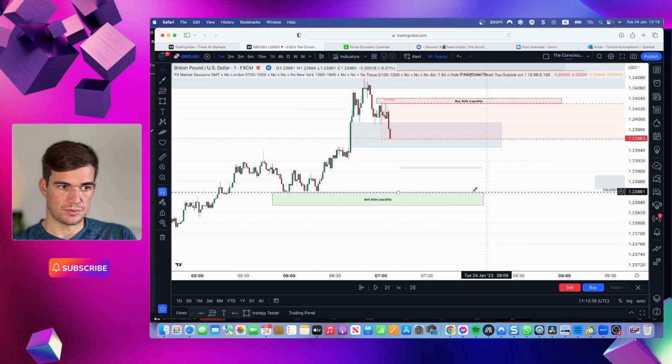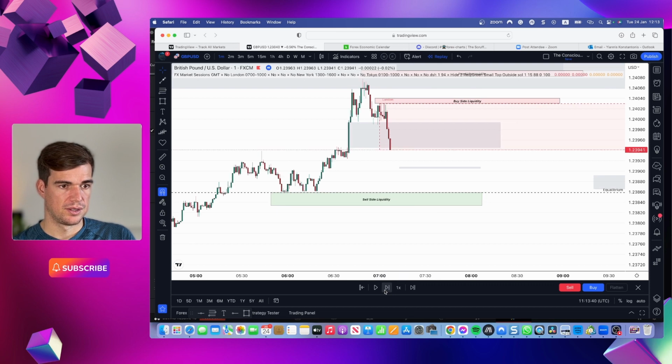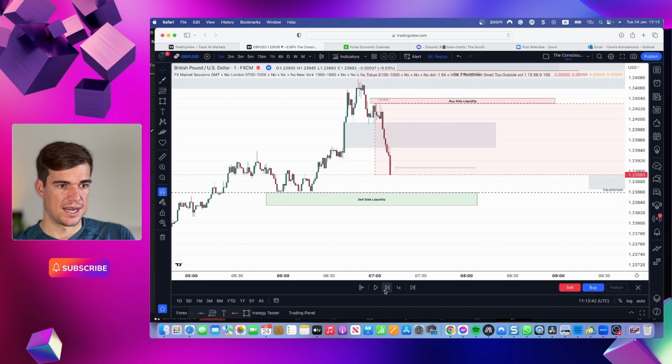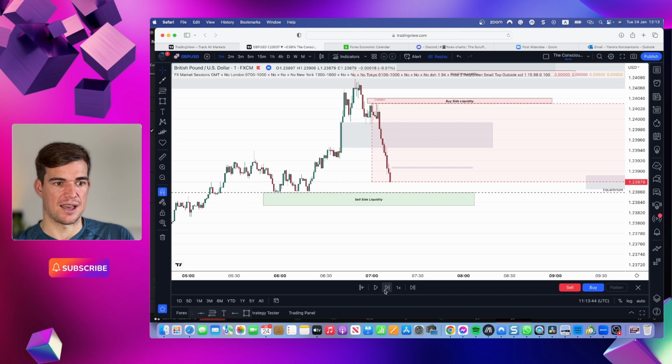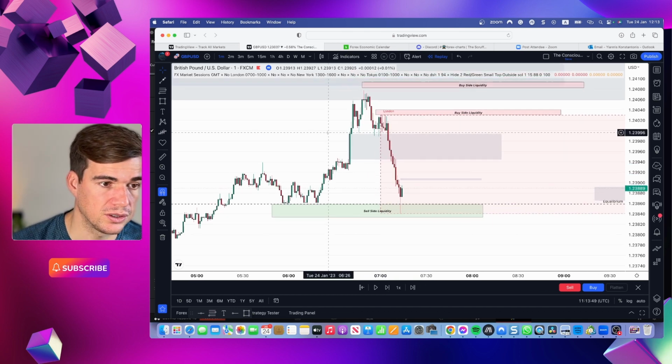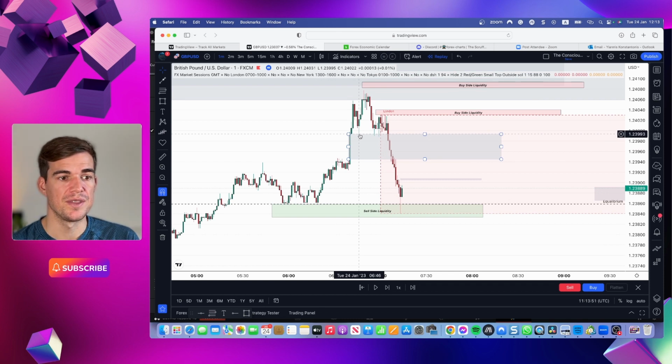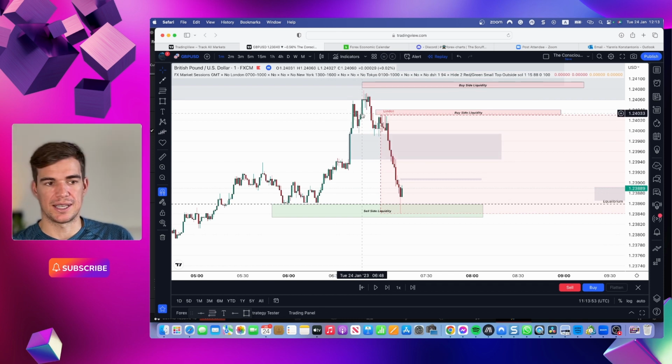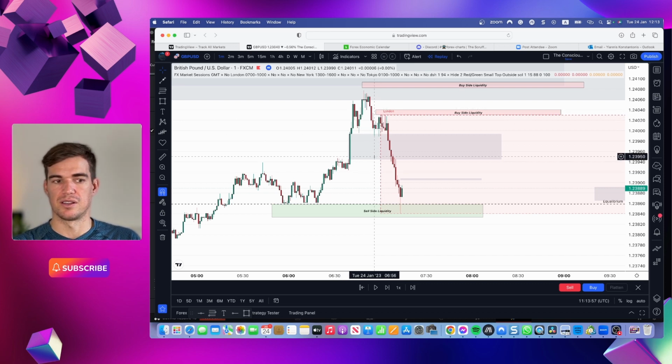However, I did enter a very small position, and as it kept crashing down, I got filled on the top of the fair value gap here, and I closed it very quickly as soon as I saw that the market wasn't coming to fill the full fair value gap at this stage. And I closed the position.